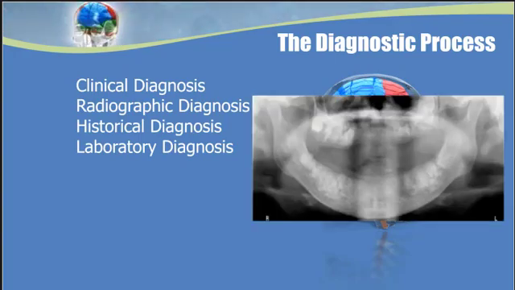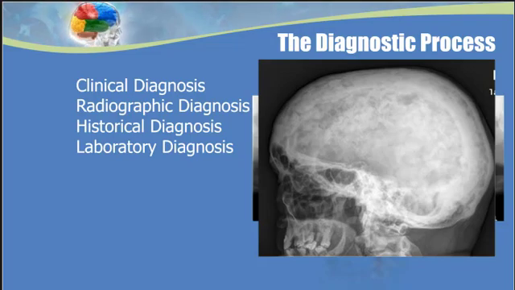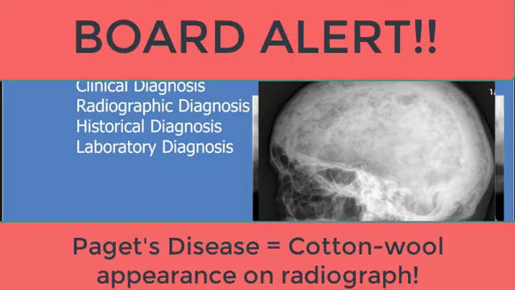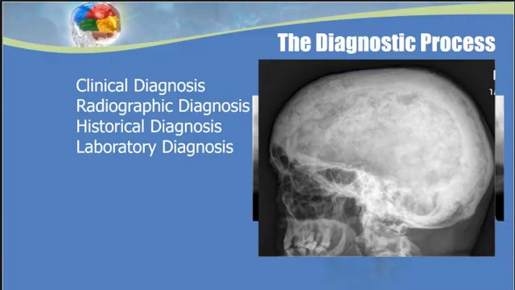This is a bone disease which will give a distinctive radiographic appearance that includes a cotton wool effect. Laboratory testing will be able to help in the diagnosis of Paget's disease. If we see this cotton wool appearance on a radiograph, then we need to refer that patient for laboratory testing. So please remember, this is a board alert. Paget's disease is likened to the cotton wool effect that we see on the radiograph. So those two words should go together or trigger something in you if you see that question.